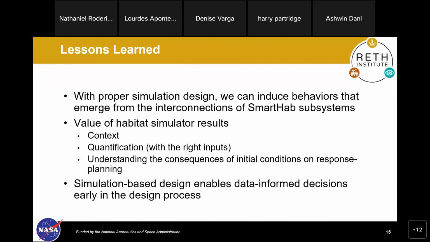The lessons learned overall of simulation sets like this is that we can induce emergent complex behaviors into the SmartHab with the habitat simulator, which gives us confidence in simulations like Jackie's and Rashi's that were just shared, where we form a more structured approach into the simulation and design process for the habitat. We can use context, quantification, and a better understanding of how the initial conditions affect response planning to enable data-informed decisions early in the design process with the habitat simulator.